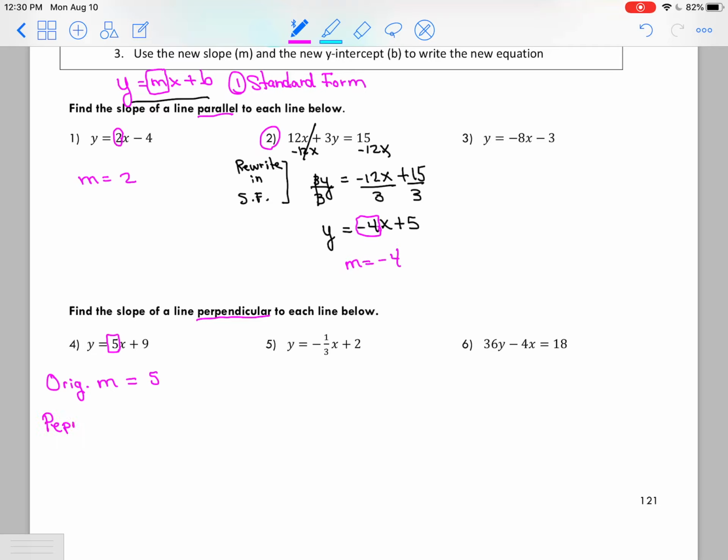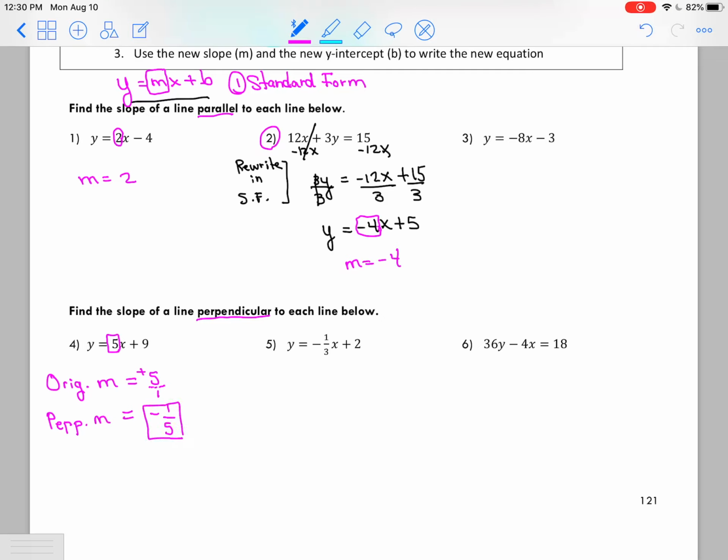Let's try to write that the right way. Perpendicular m. We want to make it negative because this up here is a positive, right? And this is a 5. Well, we can just kind of pretend it's over 1, and we flip that guy over.